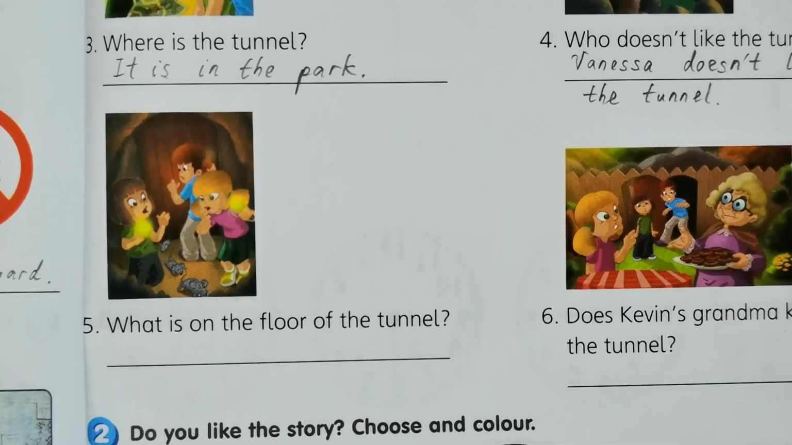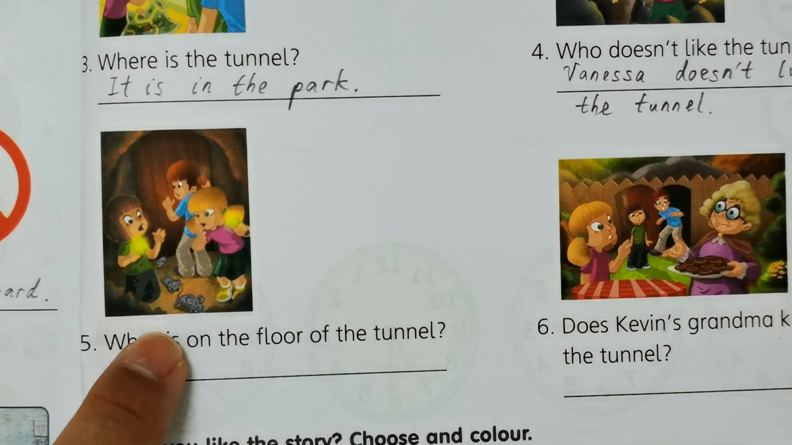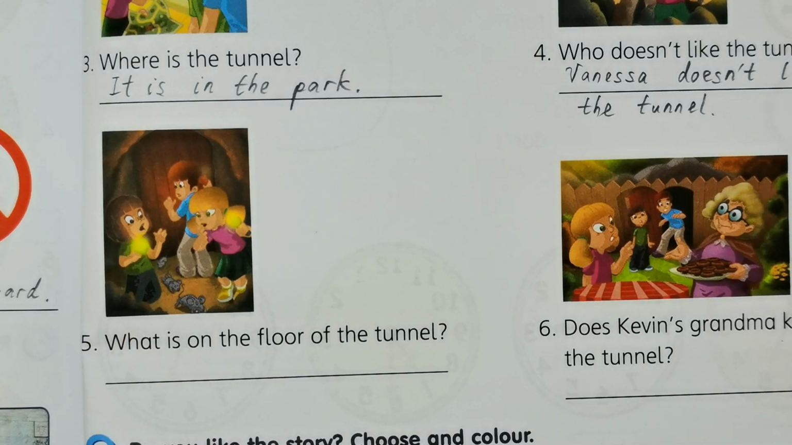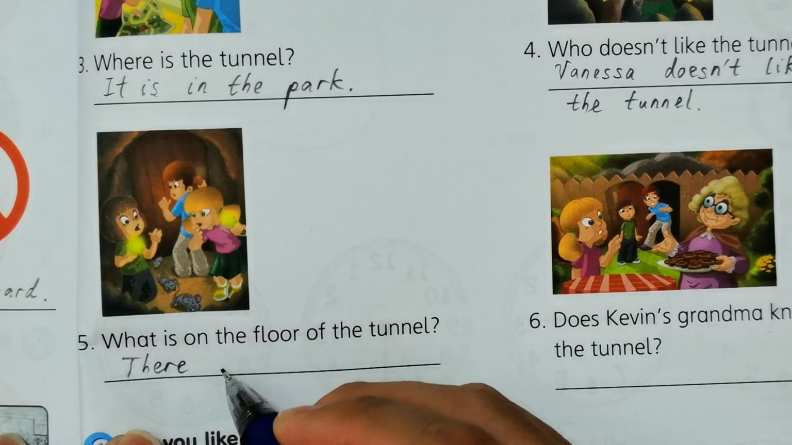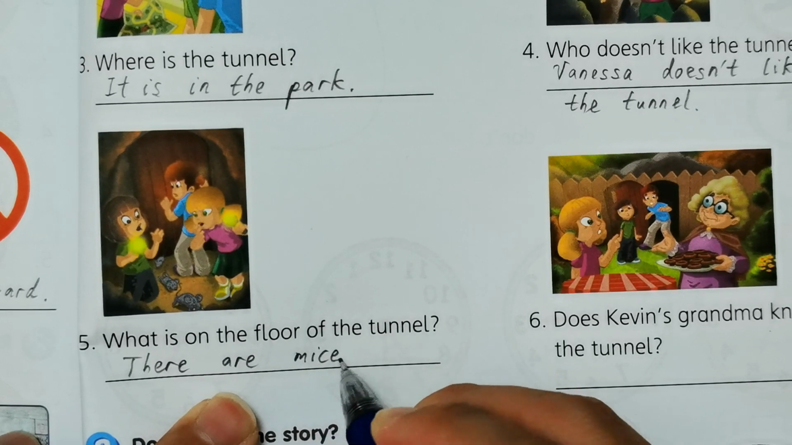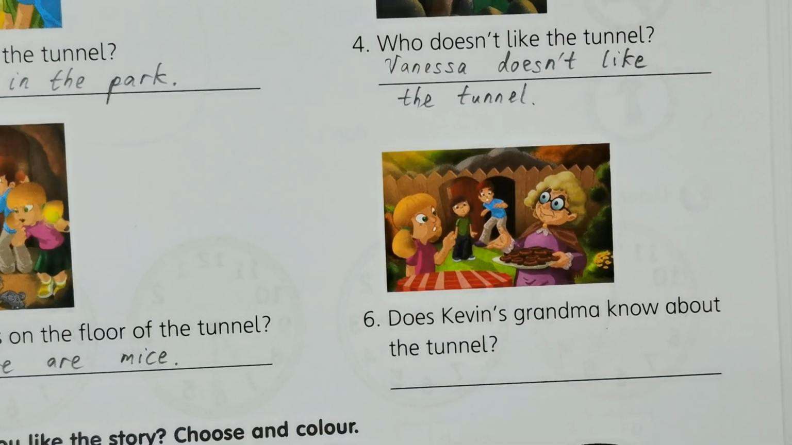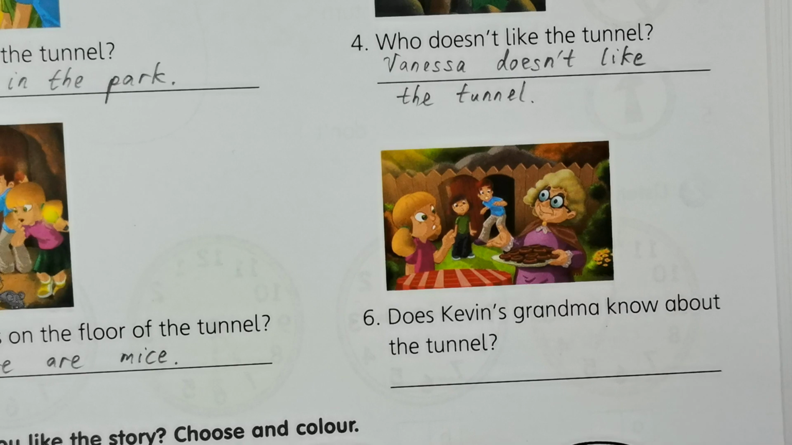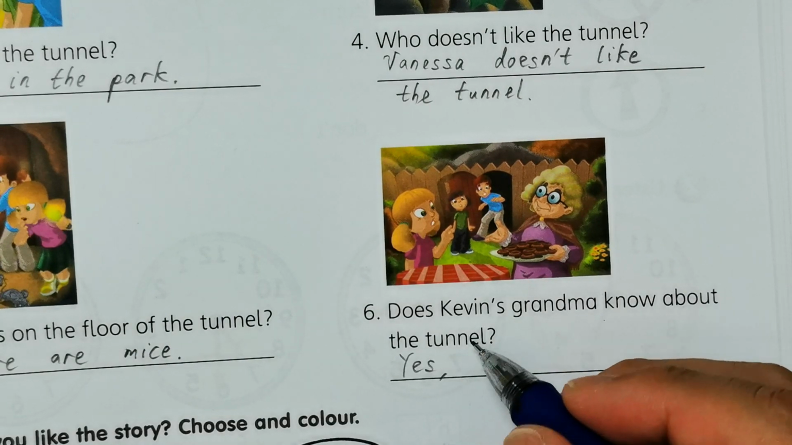Next we go to question number 5. What is on the floor of the tunnel? So they are mice basically. So they are mice. And then number 6, does Kevin's grandmother know about the tunnel? So of course she does. So you just write yes, she does.